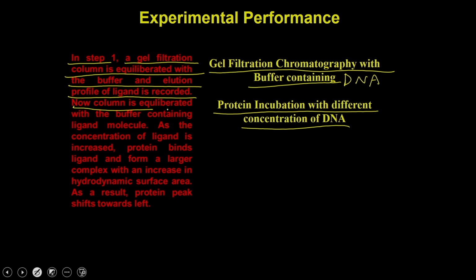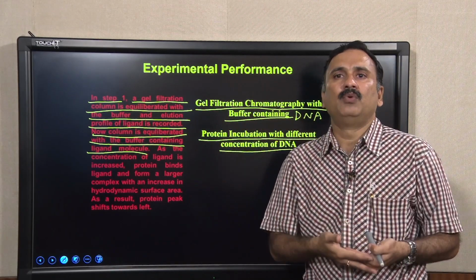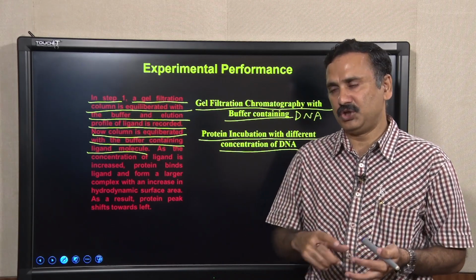Now, the column is equilibrated with the buffer containing the ligand molecule. If the ligand molecule is big, for example DNA, then you do not need to equilibrate the column with the ligand. You can directly equilibrate the column with the buffer, run the DNA separately, run the protein separately, and then put them together and see where they elute in these conditions.